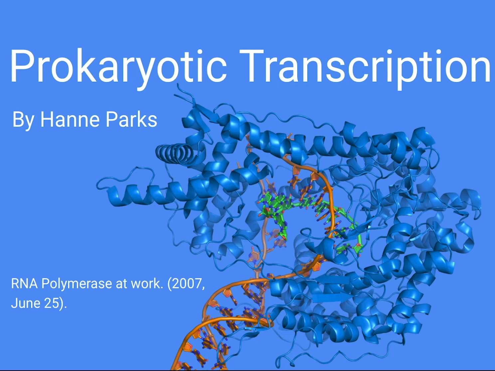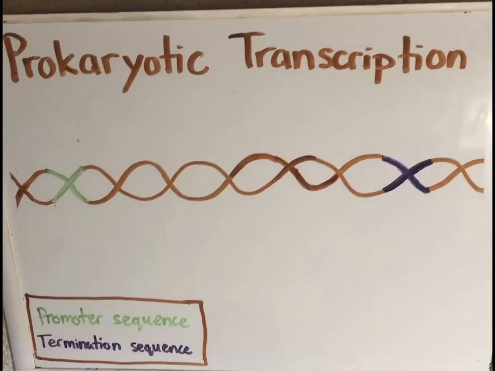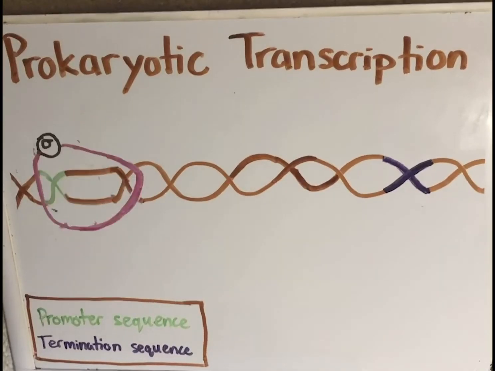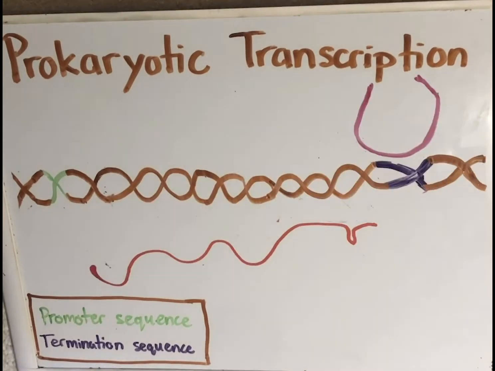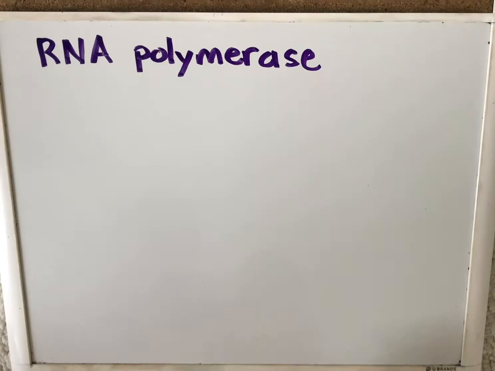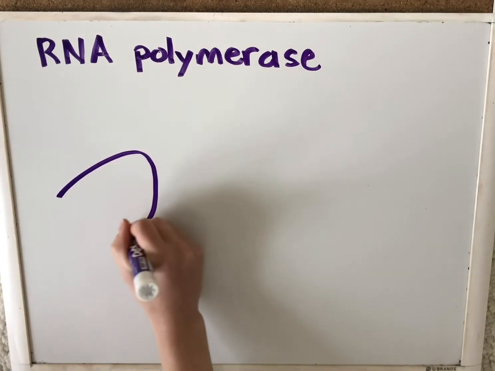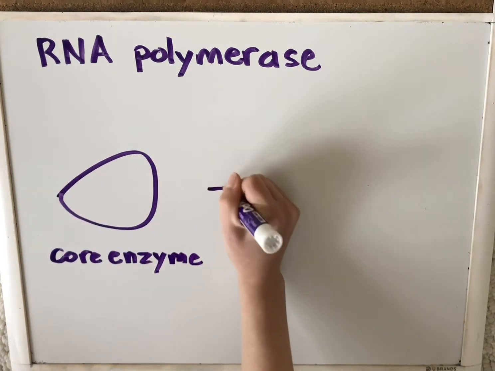Today we are going to take a look at prokaryotic transcription. The goal of prokaryotic transcription is to synthesize a strand of RNA that will go on to translation. It is a necessary step for DNA to be converted into an enzyme that does a job for the organism. RNA polymerase is a protein that carries out prokaryotic transcription.